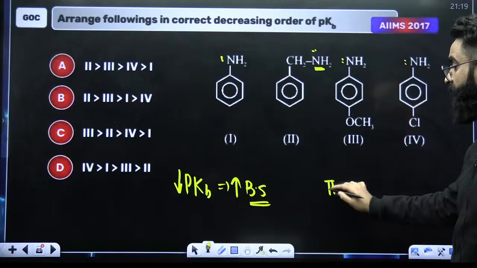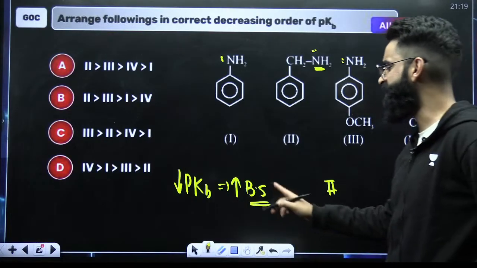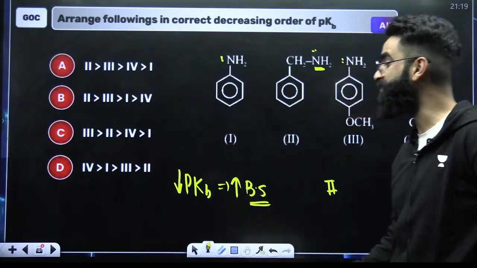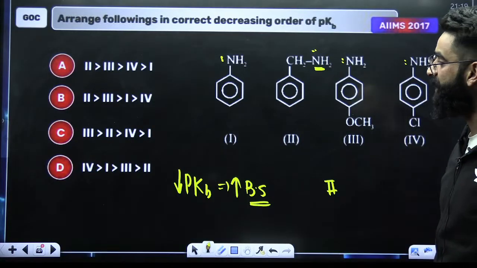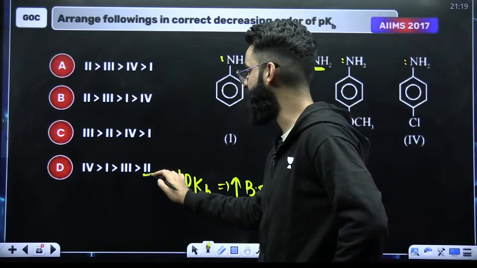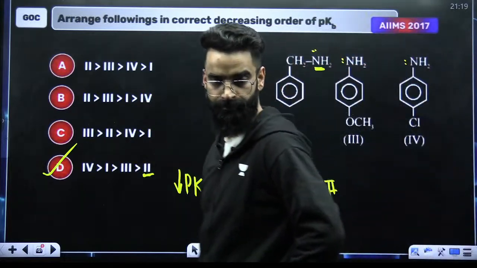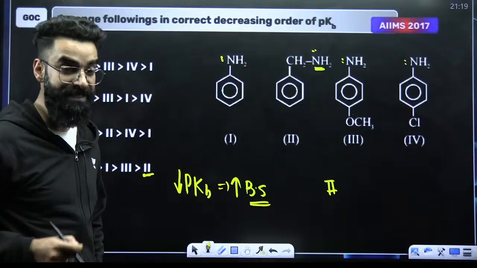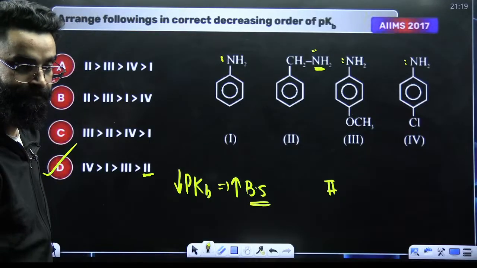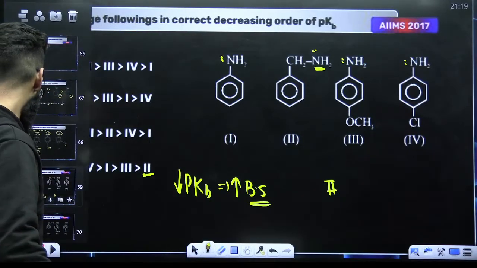So second is going to be maximum basic. So if second is maximum basic, it will have least pKb. So second should have least pKb. So option D is the one which is correct. Correct, people?